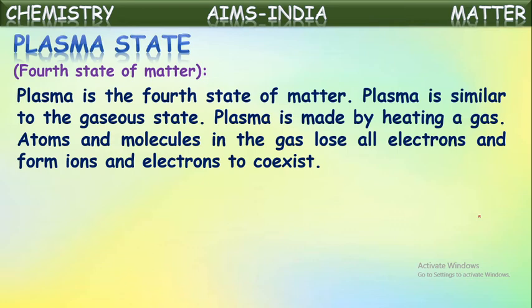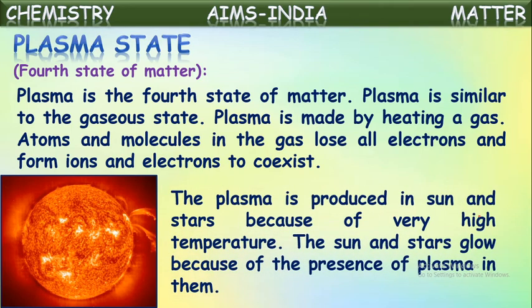So plasma is made by heating a gas. If you heat a gas to very high temperature, then atoms and molecules in the gas lose all their electrons, and ions and electrons exist in the plasma phase. What happens when you heat a gas? The molecules and atoms in the gas lose their electrons. Then these ions and electrons coexist at a temperature. That state is called plasma state.